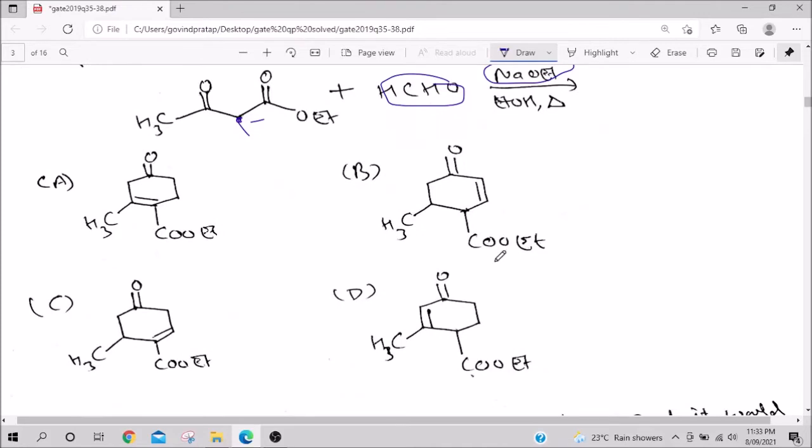And you can see that COOEt remains intact. So, definitely hydrolysis does not happen here. We do not have base also, so hydrolysis will not happen.